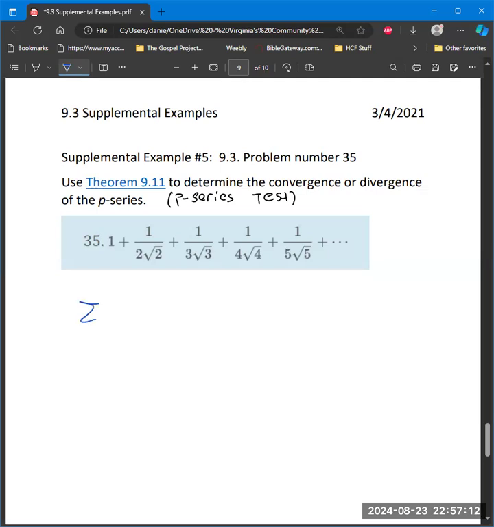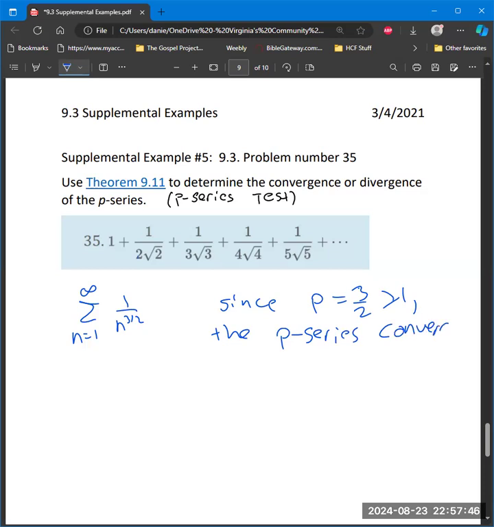So this appears to be the summation from n equals 1 to infinity of 1 over n to the 3/2 power. I see the n and then another n to the 1/2 here. 1.5 is 3/2. So since p is equal to 3/2, which is greater than 1, the p-series converges by the p-series test.